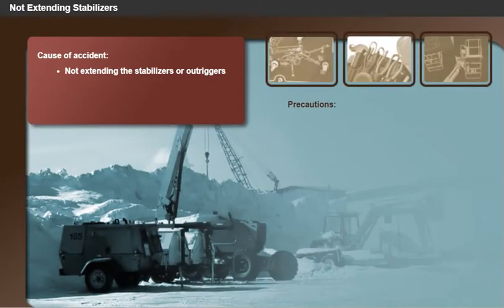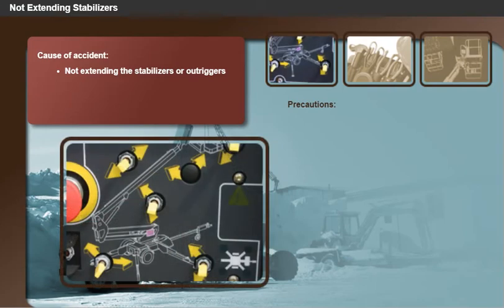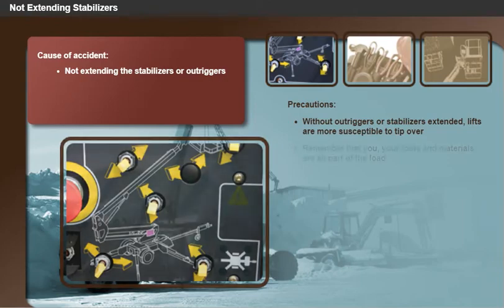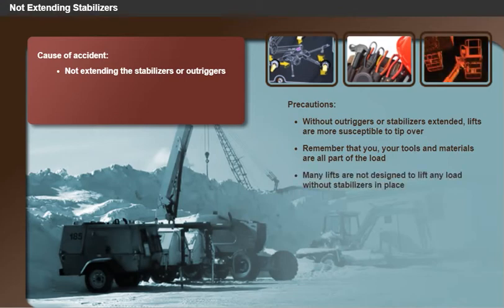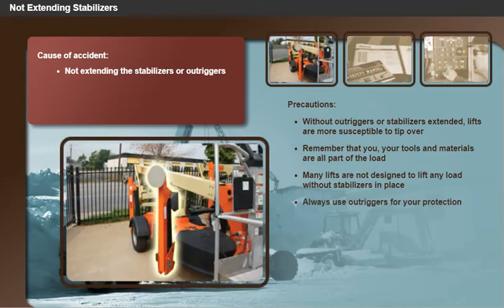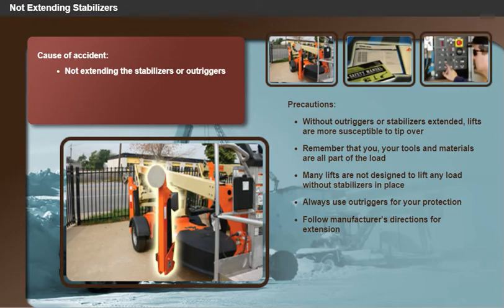Not extending the stabilizers or outriggers. Lifts are more susceptible to tip over without stabilizers or outriggers extended. Remember that you, your tools, and materials are all part of the load that's being lifted. Many lifts are not designed to lift any load to any height without stabilizers in place. As stated previously, the majority of lift-related fatalities result from falls and tip-overs. Always use these for your protection and follow manufacturer's directions to extend outriggers as necessary.